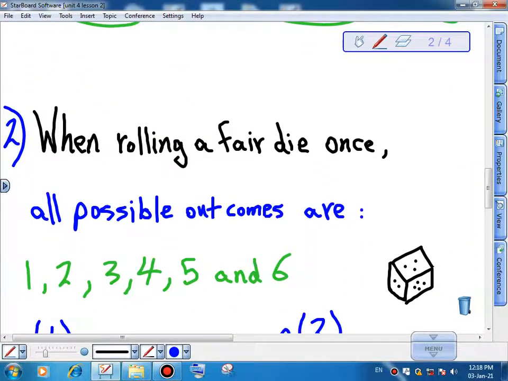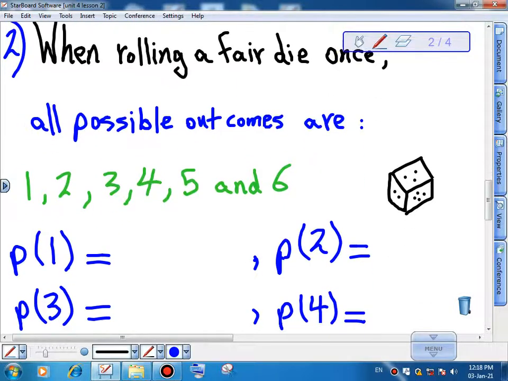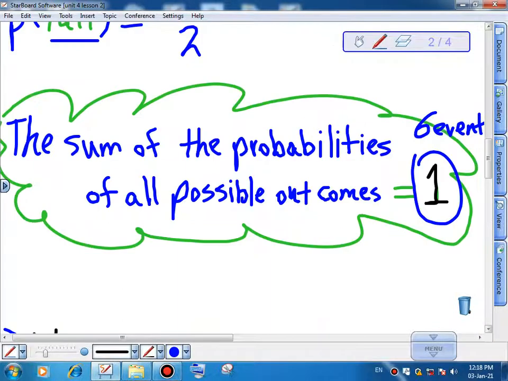Next, when rolling a fair die once, a die like this, all possible outcomes are 1 or 2 or 3, 4, 5 and 6. We have no more than 6 and no less than 1. We have possible outcomes from 1 to 6. So the total number of all possible outcomes equals 6 events.